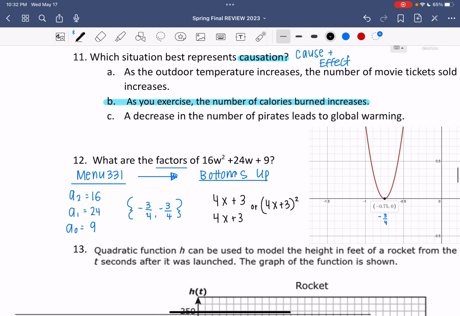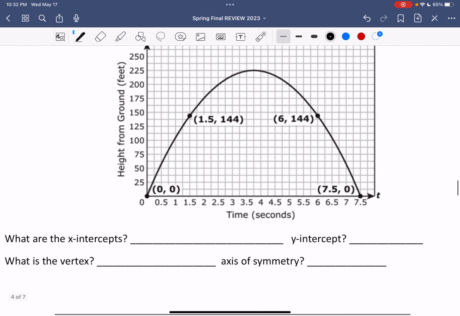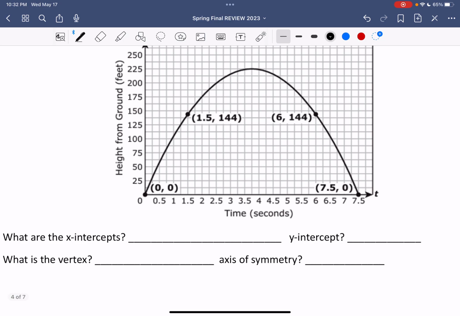All right. So remember, bottoms up, bottom number gets the variable, add or subtract the top number, use the opposite sign. All right, number 13, a quadratic function can be used to model the height in feet of a rocket from the ground seconds after it is launched. The graph of the function is shown. Now it's just asking for parts. So what are the x-intercepts?